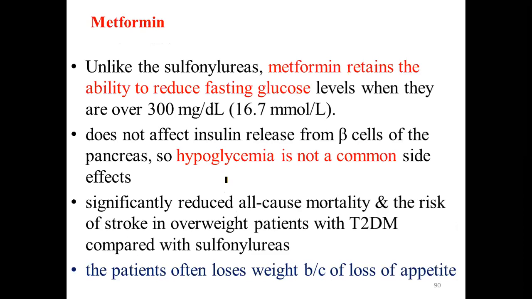Despite the exact mechanism not being known, that is the plausible mechanism of action of metformin. Unlike sulfonylureas, metformin retains the ability to reduce the sugar level in case of glucose toxicity. So even when the sugar level is significantly high, it can still reduce the sugar level. Since metformin does not affect the release of insulin from the beta cells of the pancreas, the risk of hypoglycemia is not as such. So it is one of the euglycemic drugs.